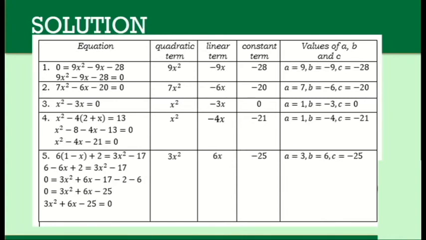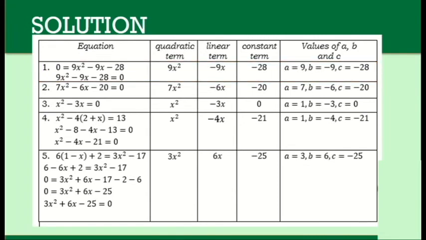So this is now our solution in this table form. So let's try to have a look at our first item. So right here, I'll be using my laser pointer so that you can follow. So this was the given, and using symmetric property of equality, then we can have this equation. Now from this, we can get our quadratic term, which is 9x squared, our linear term, which is negative 9x, and our constant is negative 28 with these values of A, B, and C.